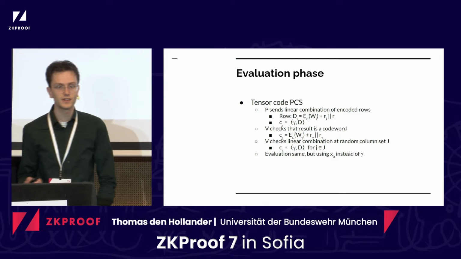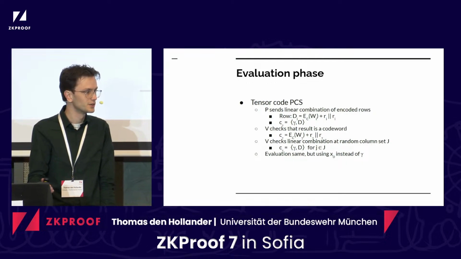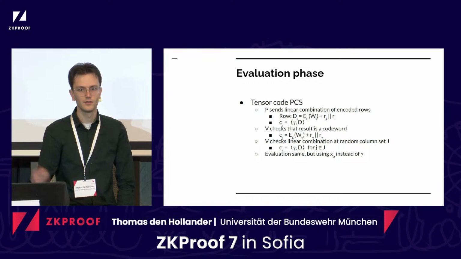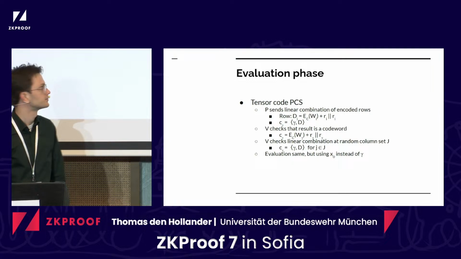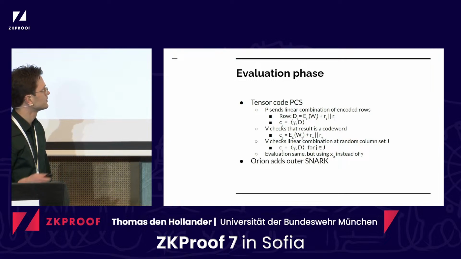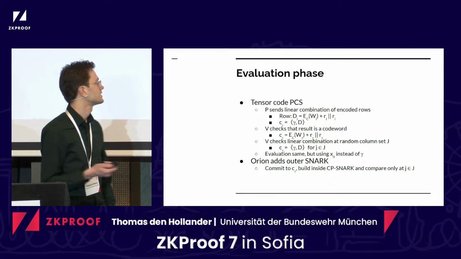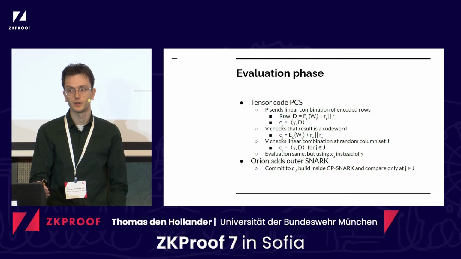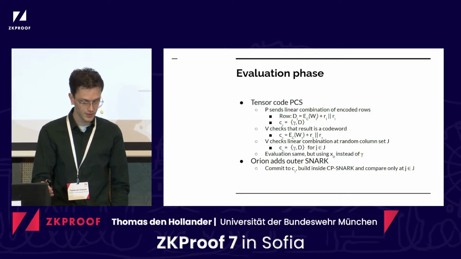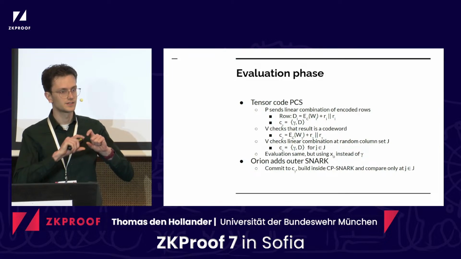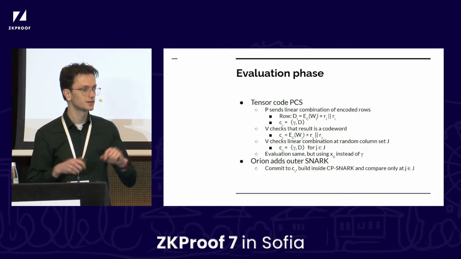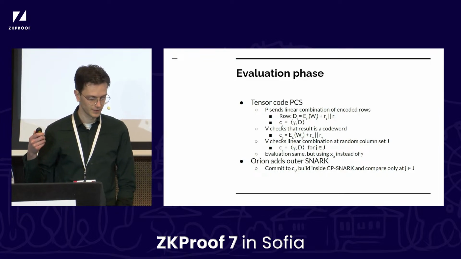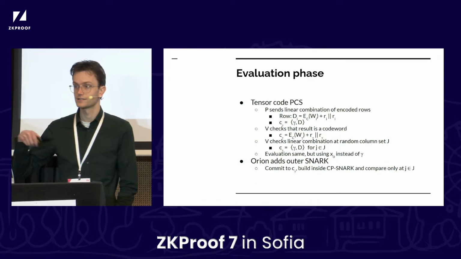And for the evaluation phase, we do the same, except we don't use a random vector, but we use instead this x vector that I showed earlier. And Orion then, on top of this, adds an outer SNARK. So what the prover does is it commits to this linear combination. Then this code is built inside the SNARK, and then instead of checking this code entirely, the verifier only checks at some random points.